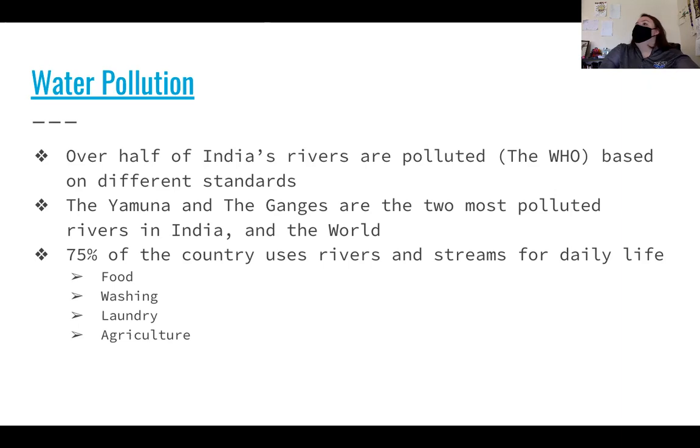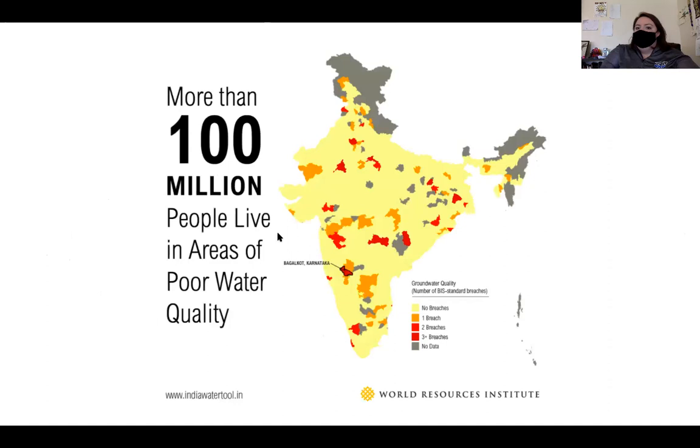So outside of the rivers that people use for daily life, there also is a groundwater resource that has been slowly polluted throughout the years, okay? This graph basically shows more than 100 million people live in areas of poor water quality, and it's about groundwater quality. So everything in this pale yellow color is groundwater resources that have had no breaches, meaning groundwater that is basically fresh and hasn't been tainted or polluted by anything. But the darker the color gets, the orange, the red, the dark red, the more breaches there are to that groundwater, meaning that something is happening before people even get to the groundwater that is causing it to be polluted.